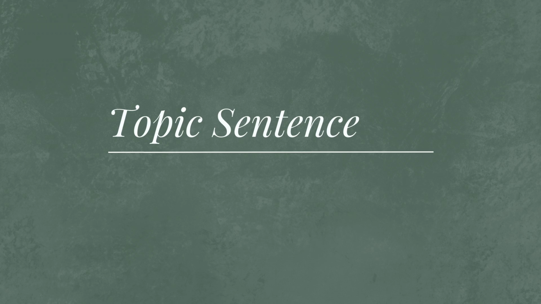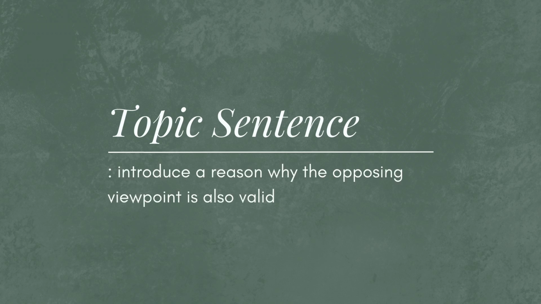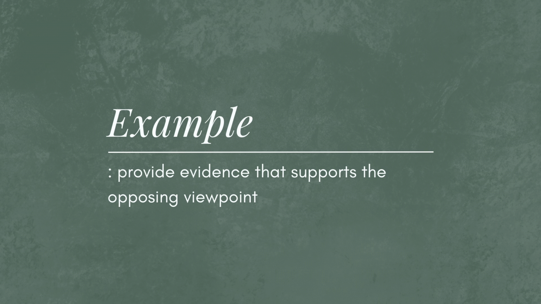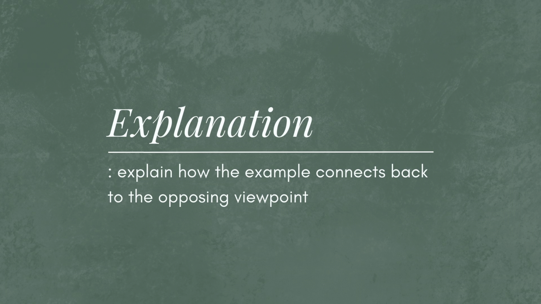The structure of your concession paragraph will be super similar to your body paragraph. So same thing, we start off with a topic sentence. So this is where you introduce a reason why the opposing viewpoint is also valid. And again, you're gonna give an example that really supports the opposing party, and then an explanation to show how this example or this piece of information really backs up the opposing side's claim.